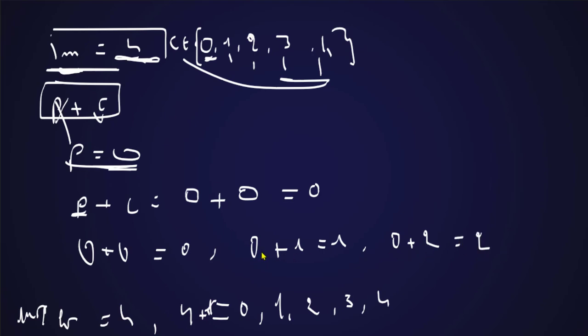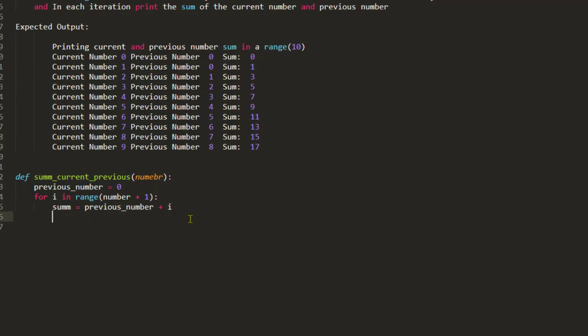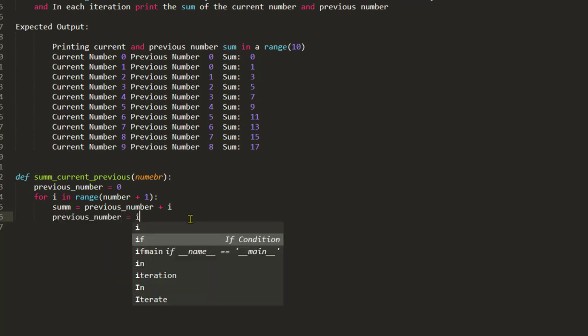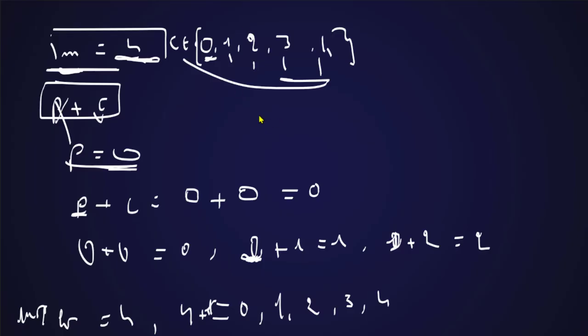We have to change this previous number to another number. Because if 0 plus 1 is going to be 1, and here we want 1, not 0. That's why we have to redefine the previous number. The previous number is going to be i, from this range also. Why? Because we want it to be like this. For instance, P the first time is 0.